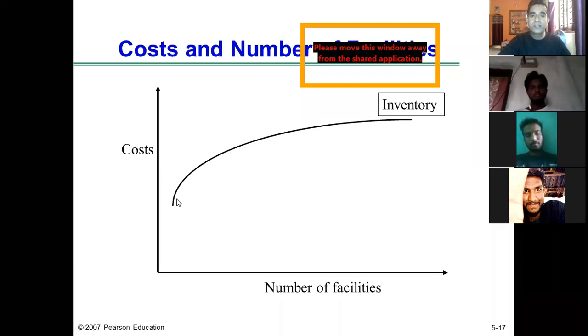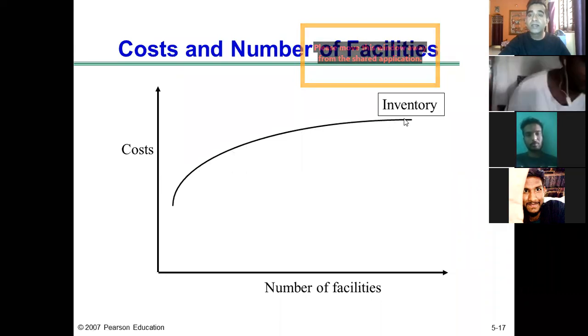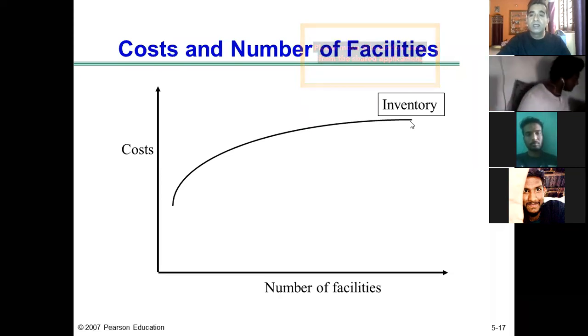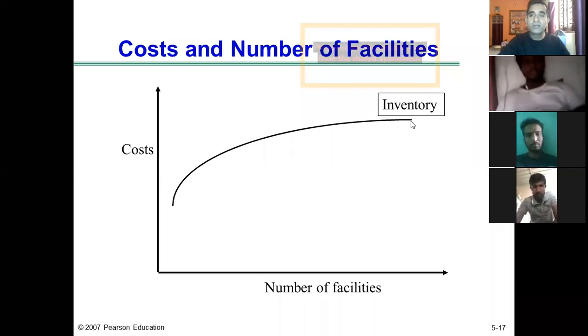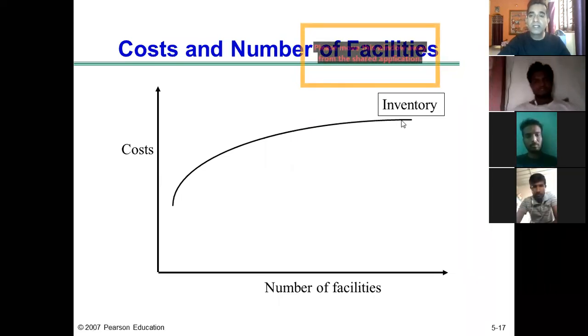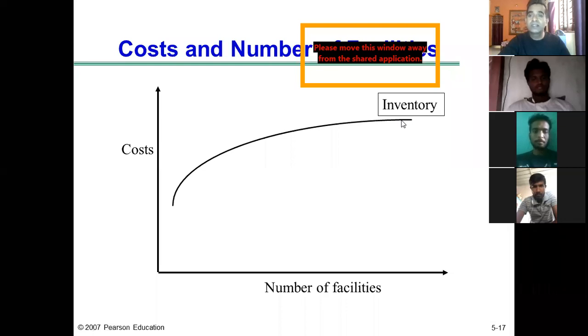As the number of facilities goes on increasing, the inventory cost also goes on increasing. It is so because, due to the number of facilities, definitely the infrastructure cost is going to increase, and with more facilities, more inventory is held. Therefore, the inventory carrying cost also increases. The company will not be able to achieve economies of scale.